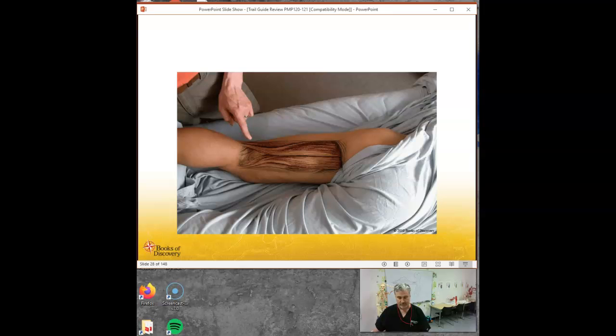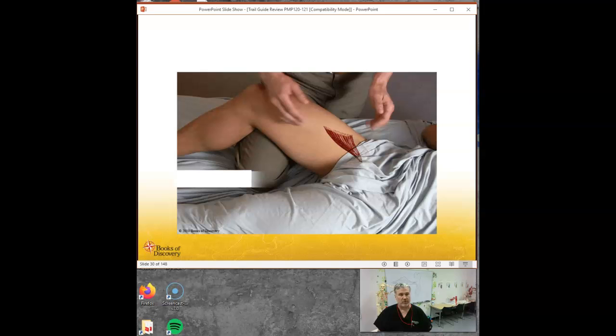The hamstrings have a nickname. I'm sorry, I missed that. That's okay. They're called the walker's muscle. The walker's muscle. Yeah. I apologize. That's okay. So what muscle is this, sir?